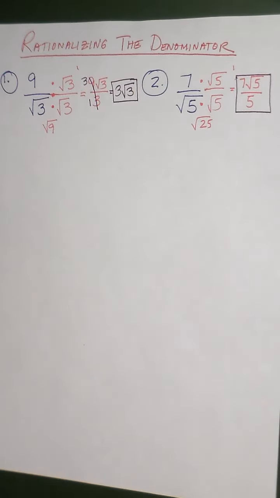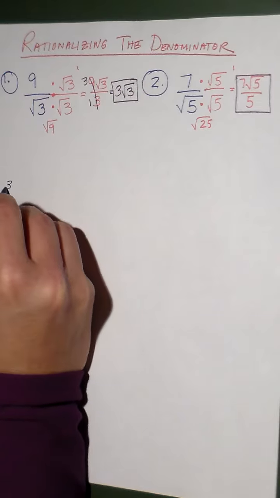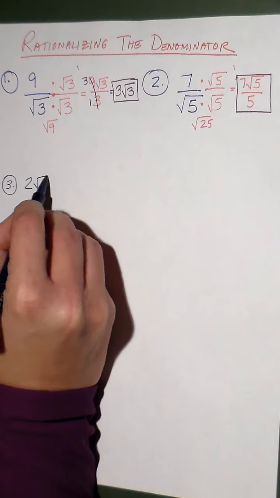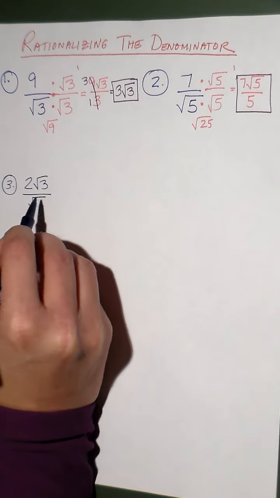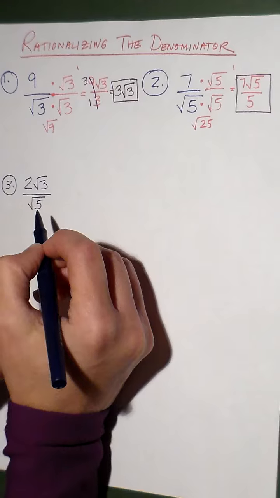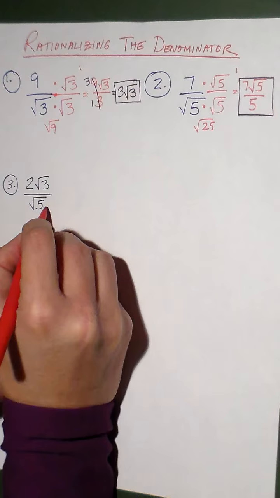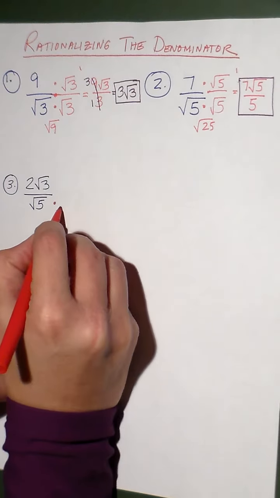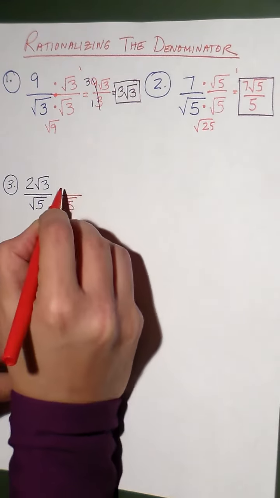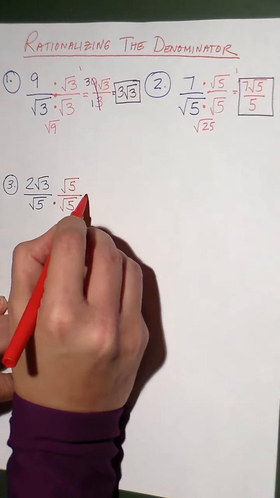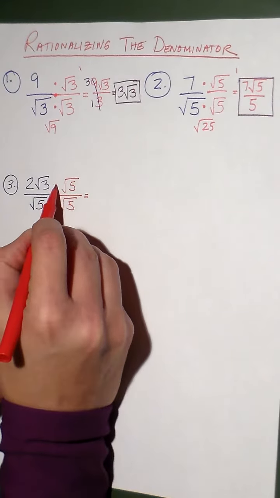Now let's look at a couple of other examples here. Let's come down here and create something that might be just a little bit different. Let's say I've got 2 square root of 3 divided by square root of 5. I'm going to approach this in the same way, because I do not want the denominator to have a radical in it. So I look at the denominator, and what do I have? Square root of 5. To get rid of that, I'm going to multiply by square root of 5. What I do to the bottom, the denominator, I must do to the numerator. So I'm going to multiply across, and here's where it gets a little tricky.